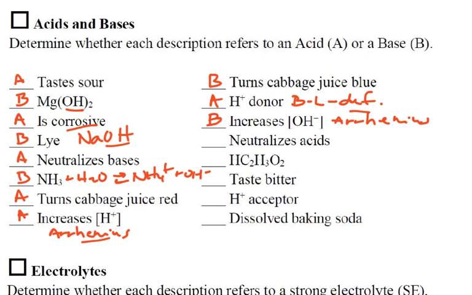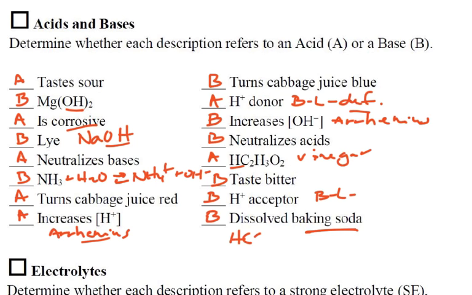Neutralizes acids, bases neutralize acids. C2H3O2, that's acetic acid, that's an acid, and that's also the one that's vinegar. That's the acid that's in vinegar. Tastes bitter, bases taste bitter. H+ acceptor, that's a base, and again, that's the Bronsted-Lowry definition. And dissolved baking soda, we tested that, and that was a base. Again, that's the other base that doesn't look like a base.